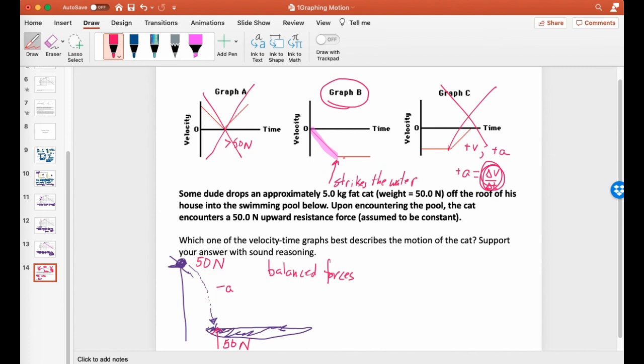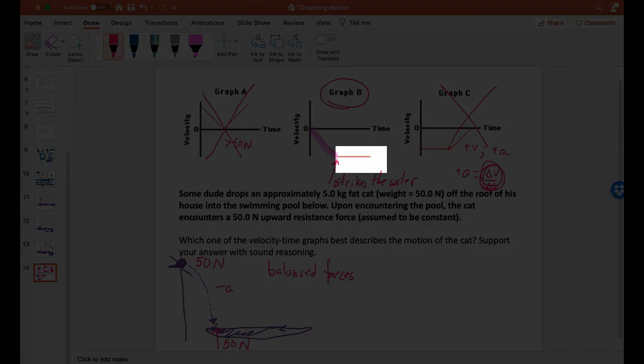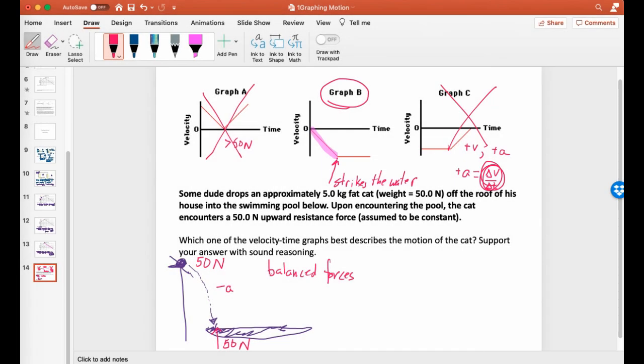And then right there, it strikes the water, and that's where the balanced force of 50 newtons is. So there's 50 newtons downward, 50 newtons upward, and then if it's an equal force, then it's not moving back up and it's not moving further into the water. And so for a period of time, it's just sitting there, not moving, zero velocity. So if you said B, give yourself a point. And that's the basics.